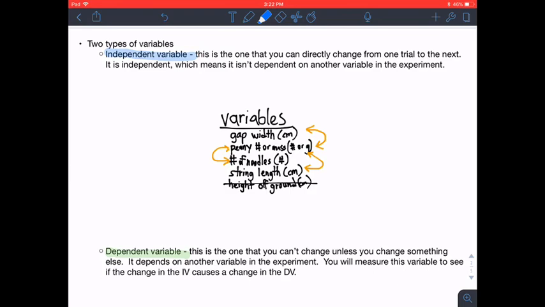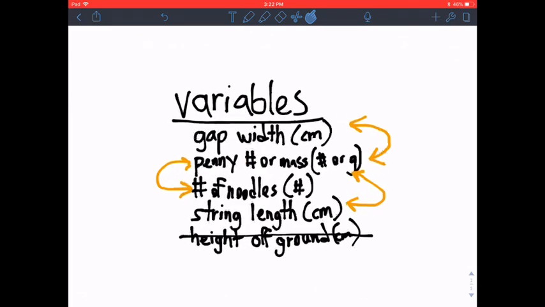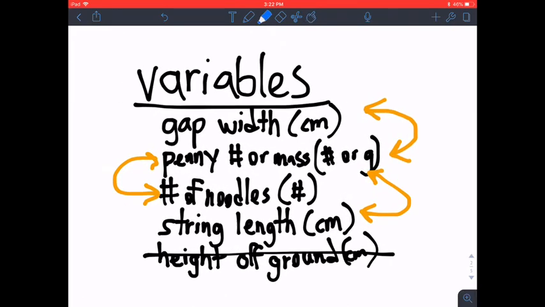So let's think about this. Looking at our list of variables, which of these can I directly change? I can set the value each time. Well, I can directly change the gap width. I determine how big the gap is. It is an independent variable. I can also directly change the number of noodles, because I can add more or I can subtract more. I can also directly change the string length. I can add more or I can subtract more. Those are all possible independent variables.